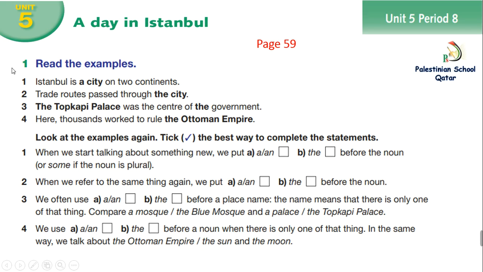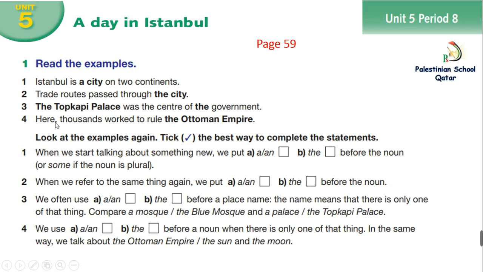Number 2. Trade routes pass through the city. Which city? Istanbul. So I mentioned the word city for the second time. I have to put it with the. Number 3. The Topkapi Palace. Because the Topkapi Palace is well known and famous in Turkey, everybody knows it, we have to put it with the. The Topkapi Palace was the center of the government. Which government? The Istanbul government.